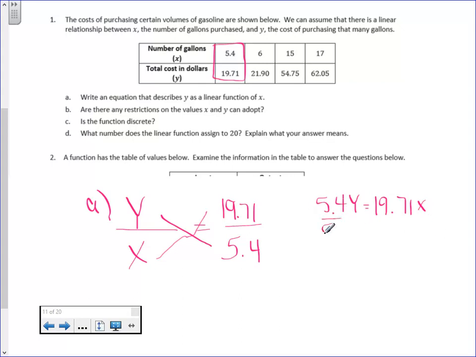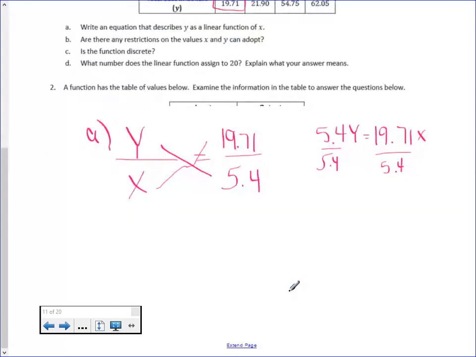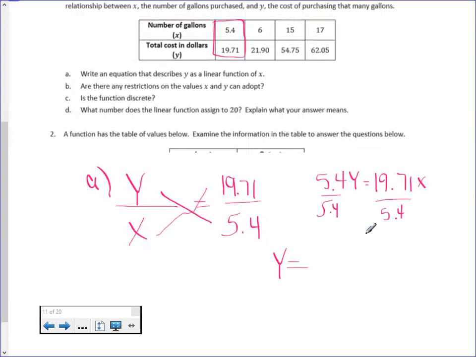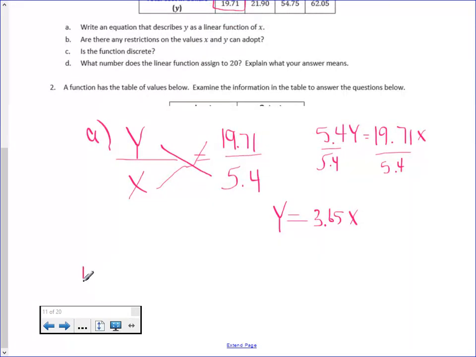Divide by 5.4. So we all have calculators in here. Take 1971 divided by 5.4. Yeah, that just means 1 gallon of gas costs $3.65. That's expensive compared to our prices for gas now. They are going up, but still cheaper than that.